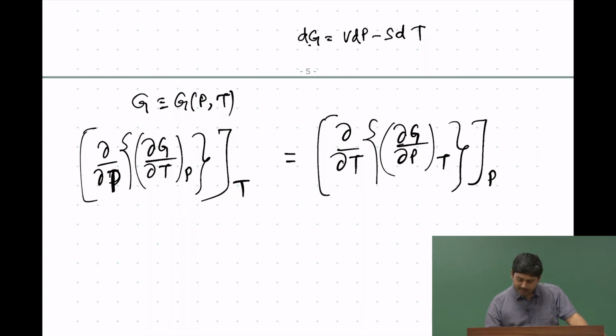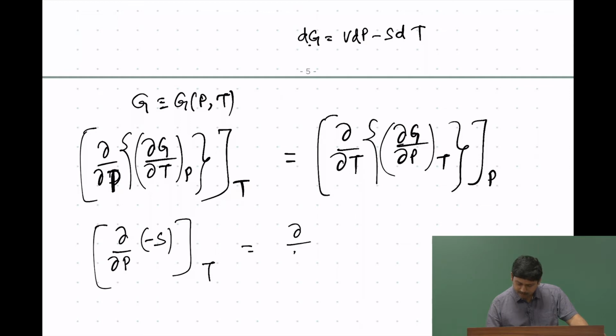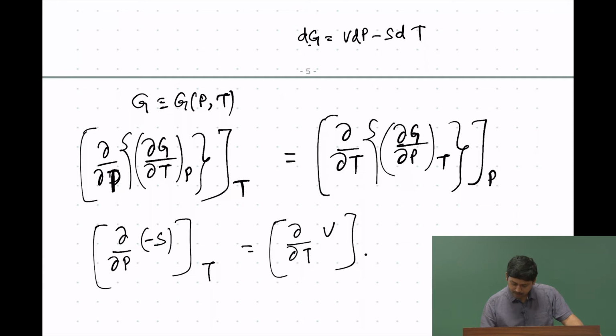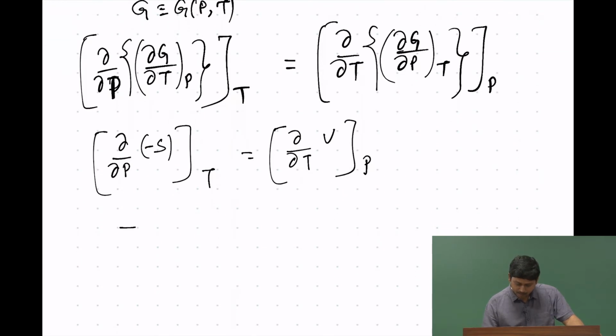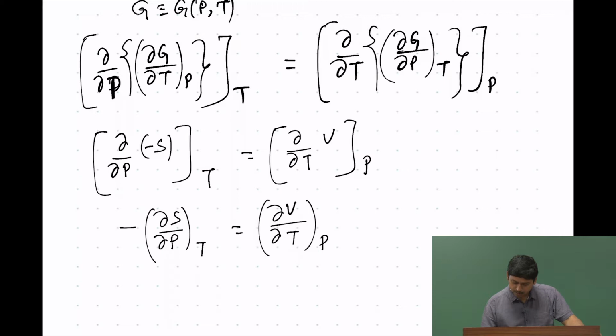Now, you know that del G by del T at a constant P. So, when you say constant P, this quantity goes to 0, del G by del T will give you minus S. So, del P del T of minus S at a constant T is nothing but, and what is dG by dP at a constant T? That is nothing but V. So, del by del T of V at a constant P. So, what we get now? Minus del S by del P at a constant T is nothing but del V by del T at a constant P.